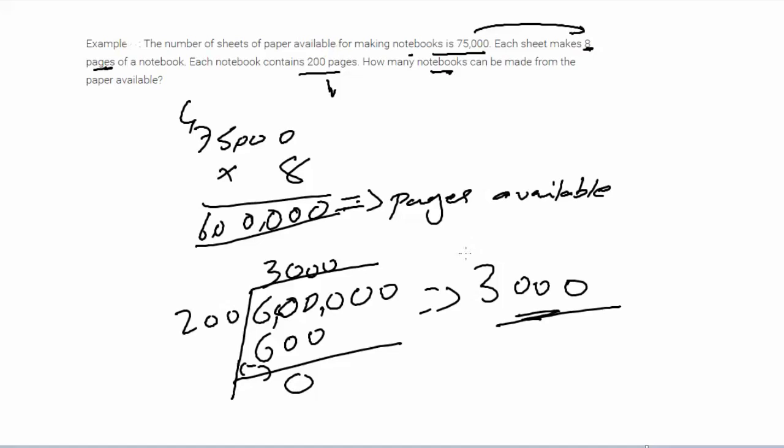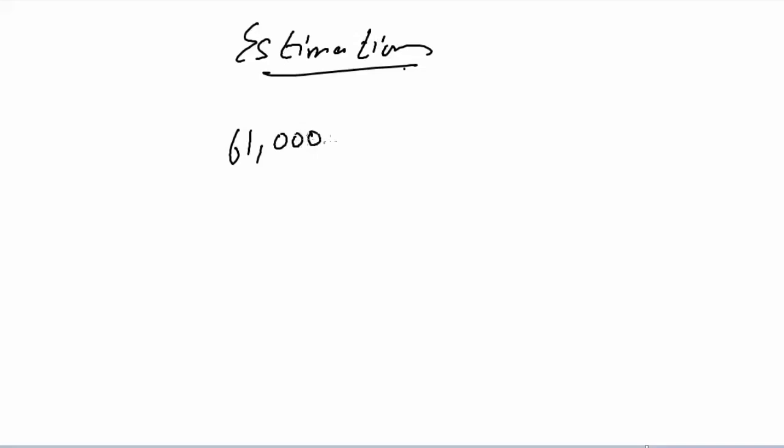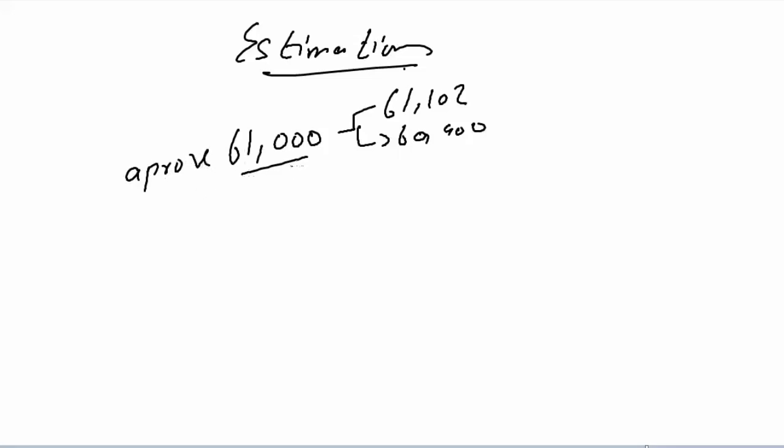So now let us move on to the next topic, which is estimation. So what does estimation mean? Let us take an example. You might have heard on TV people telling that there were like 61,000 people gathered for an IPL match, but are you sure that there were exactly 61,000 people gathered? Absolutely not. There might be like 61,102 people gathered, or there could be like 60,900 people gathered, but they round it off and tell it as approximately 61,000 people gathered.